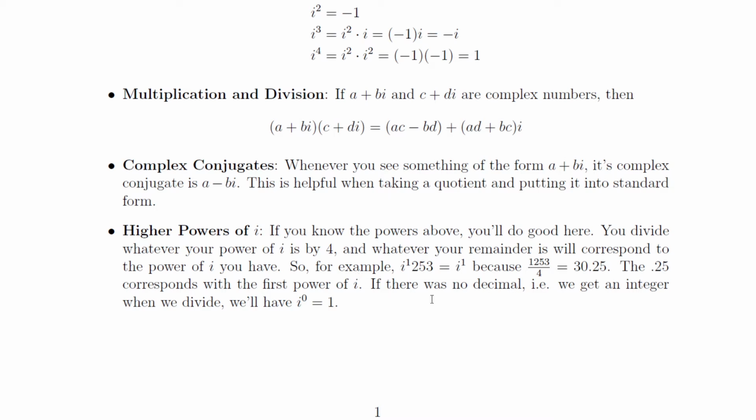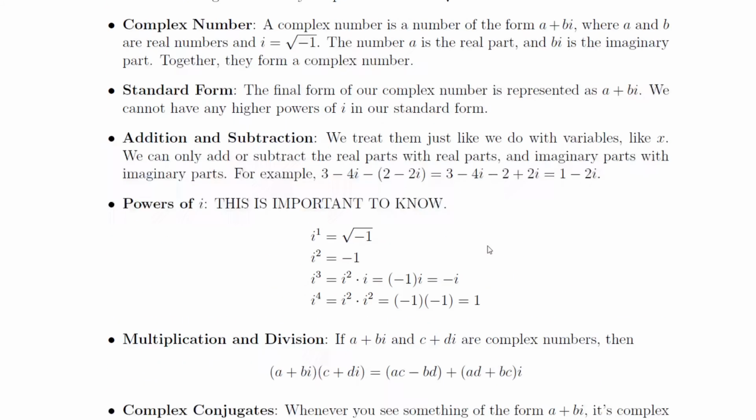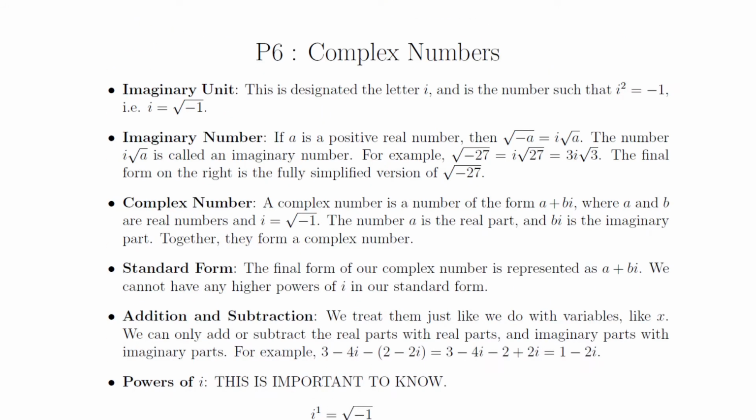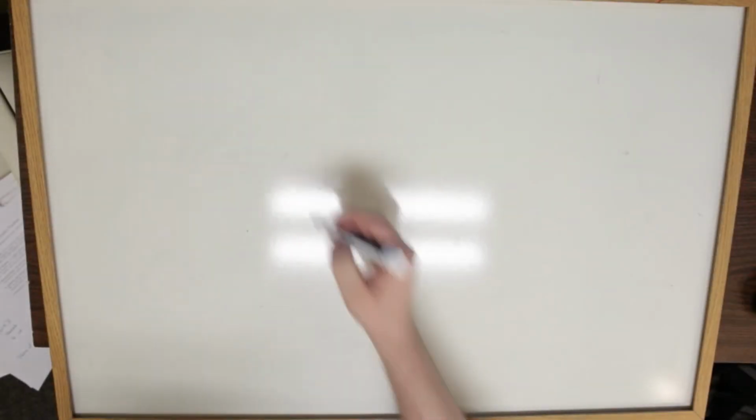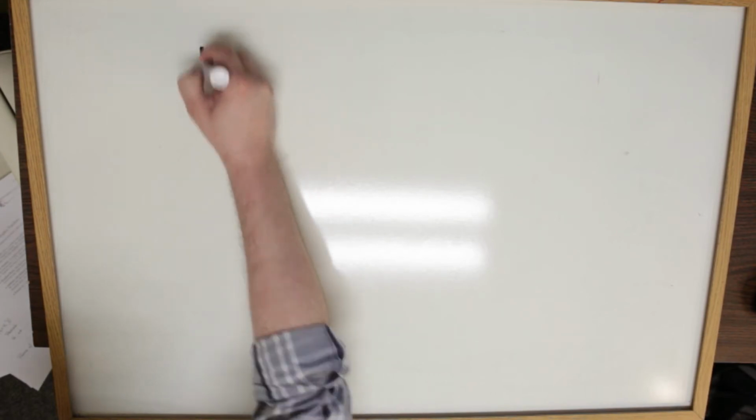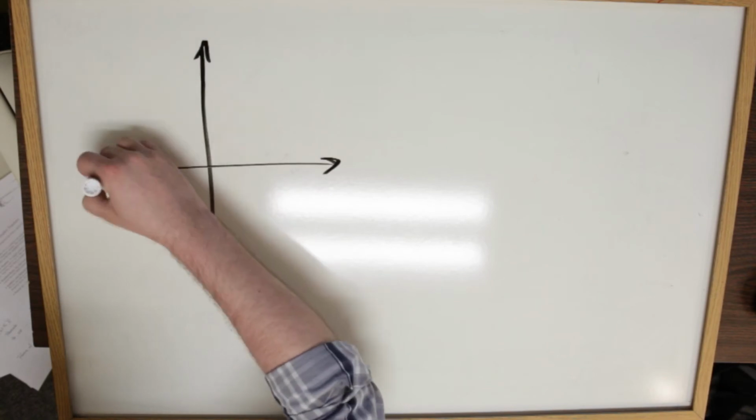If there was no decimal, we get an integer when we divide. We have I to the 0, which is equal to 1. So think about it like this: I to the 0 is 1, and I to the 4th is 1. Those are the same things. So again, you get this cycle. In fact, let me show you a cool little trick that I use to remember it. Let me go to the board. We'll go through some examples, but I just want to show you this trick to help remember.